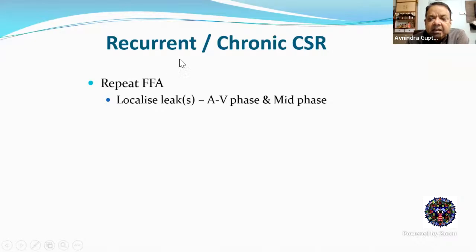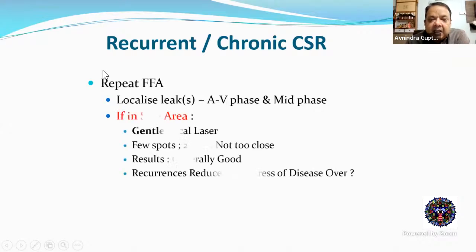If there is a recurrent central serous retinopathy or a chronic central serous retinopathy, chronic means above 10 weeks, and recurrent means once the fluid has absorbed and returned after 3 to 4 months, then a repeat fluorescein angiography is done. The leaks are localized in AV phase and mid phase, because it's essential to localize, so have the photograph of AV phase and mid phase, because these phases will define where the exact leakage is. And if it is away from the fovea, minimum 715 microns away from the fovea, then you can go for a gentle focal laser photocoagulation.